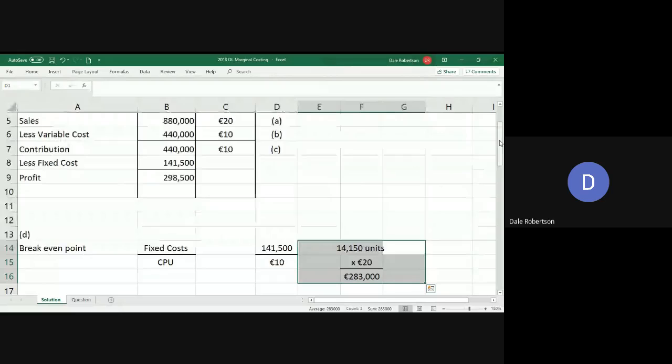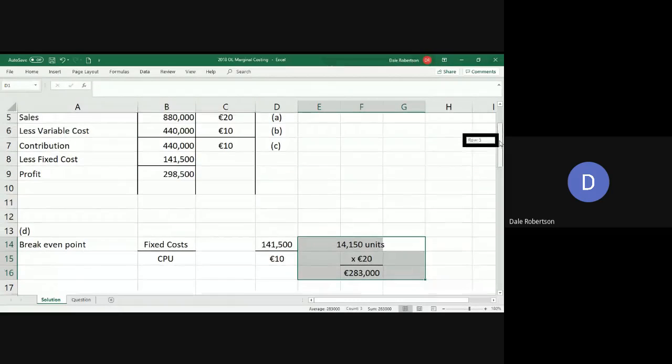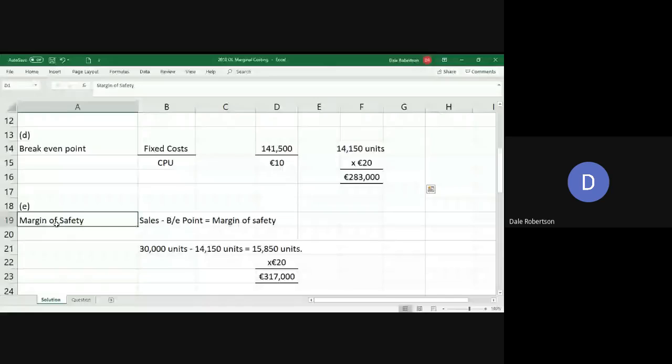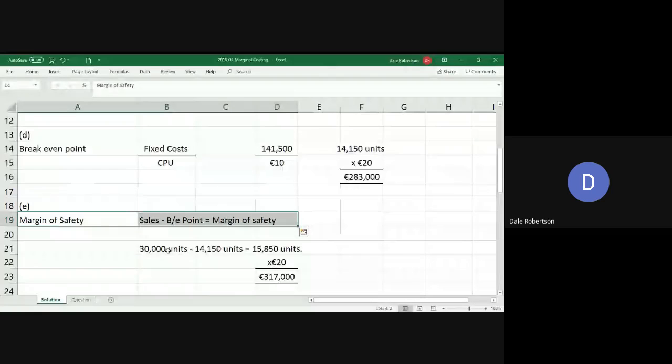And sales value, if budgeted sales for the period would be 30,000 units. So they're changing it a little bit here. They're saying, what if you just made 30,000? How safe would you be? Well, it doesn't really matter what level of production. The margin of safety is your sales take away your break-even point. It is how safe you are from making a loss, or how sure you are of making a profit.